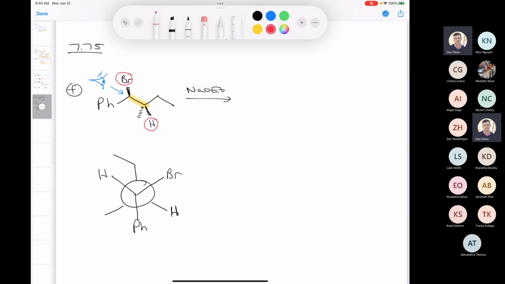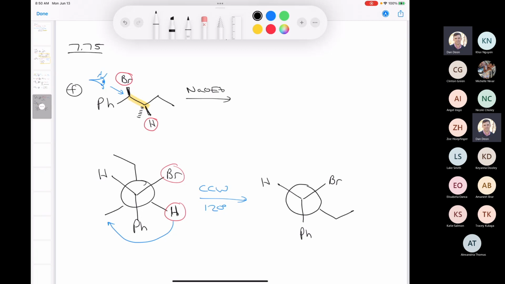So this is the hydrogen that I have circled in red, and this is the bromine. They are not anti-periplanar to each other. And so what I'm going to do is move the hydrogen over this way. I'm going to rotate the bond counterclockwise by 120 degrees. And when you do that, this is what you're going to end up with. So the phenyl's in the same place as it was. The bromine is in the same place. And now you've got your ethyl group over here. Your hydrogen is anti-periplanar to the bromine. And your methyl group is up here.